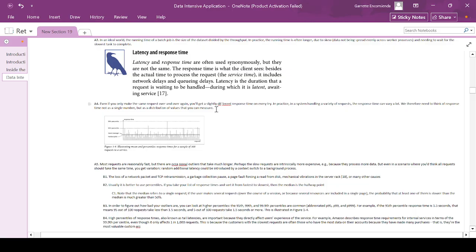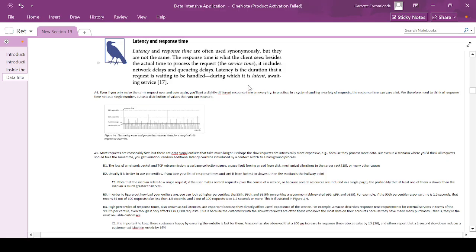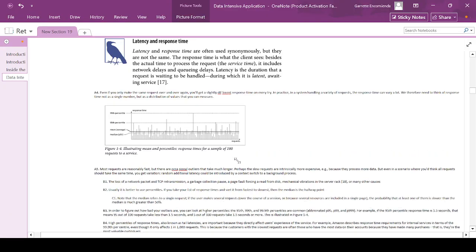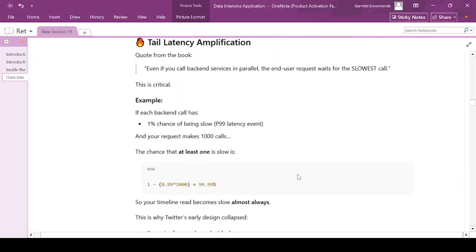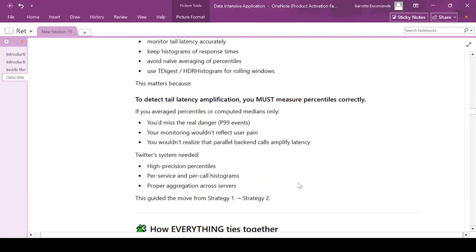Latency and response time. Latency and response time are often used synonymously, but they are not the same. The response time is what the client sees. Besides the actual time to process the request, the service time, it includes network delays and queuing delays. Latency is the duration that a request is waiting to be handled, during which it is latent, awaiting service. So we will discuss this in a future video.